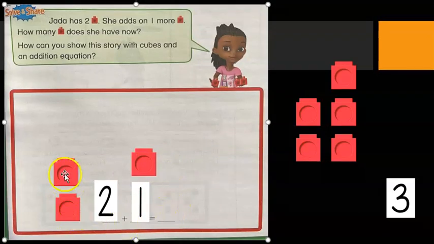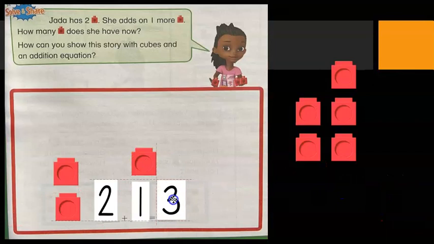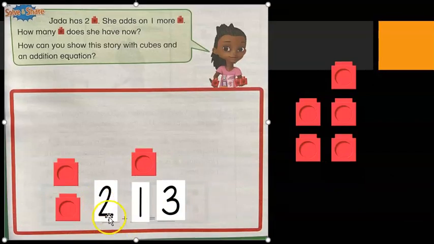Now, we added them up. Let's count. 1, 2, 3. So our answer, first grader, is going to be 3 here. So look at our equation. It says 2 plus 1 equals 3. Okay? 2 plus 1 equals 3. That's what we call an addition equation.